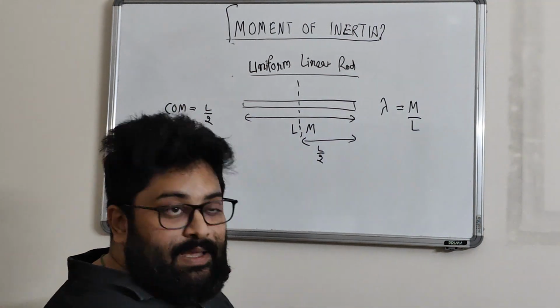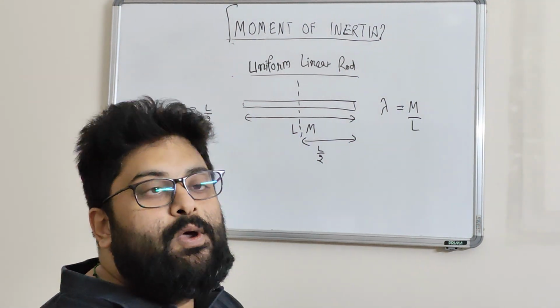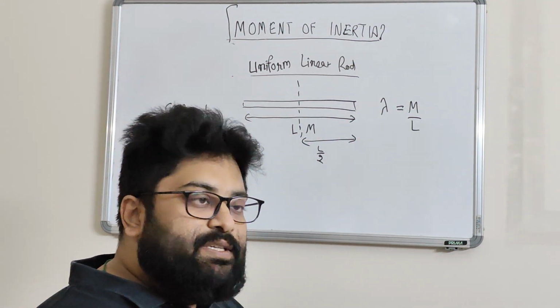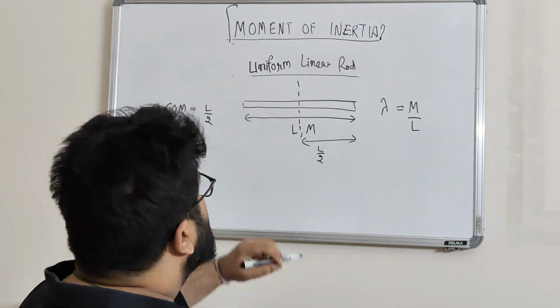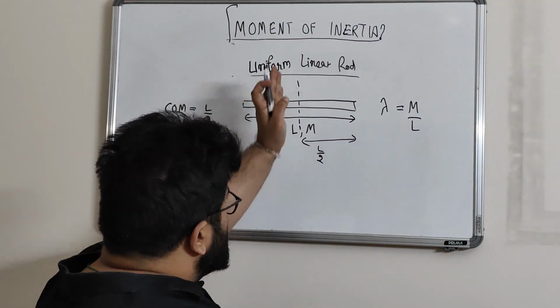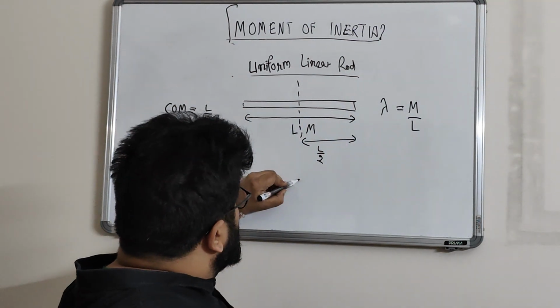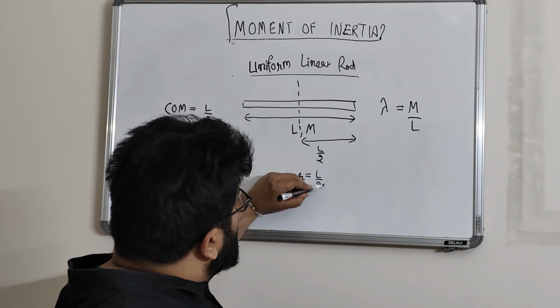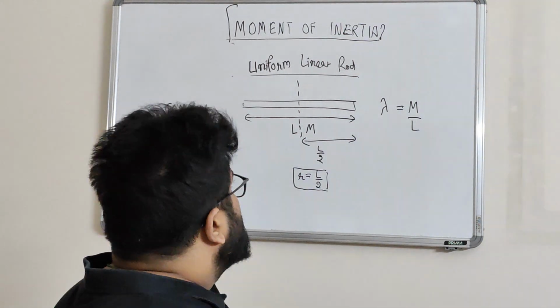Now let's derive the formula for the moment of inertia of a uniform linear rod wherein the axis of rotation is passing through the center of mass of that linear rod. As it's passing through the center, let's just take this part, this length. So R is here, L by 2. Bear that in mind before we proceed further. Just write it down separately.